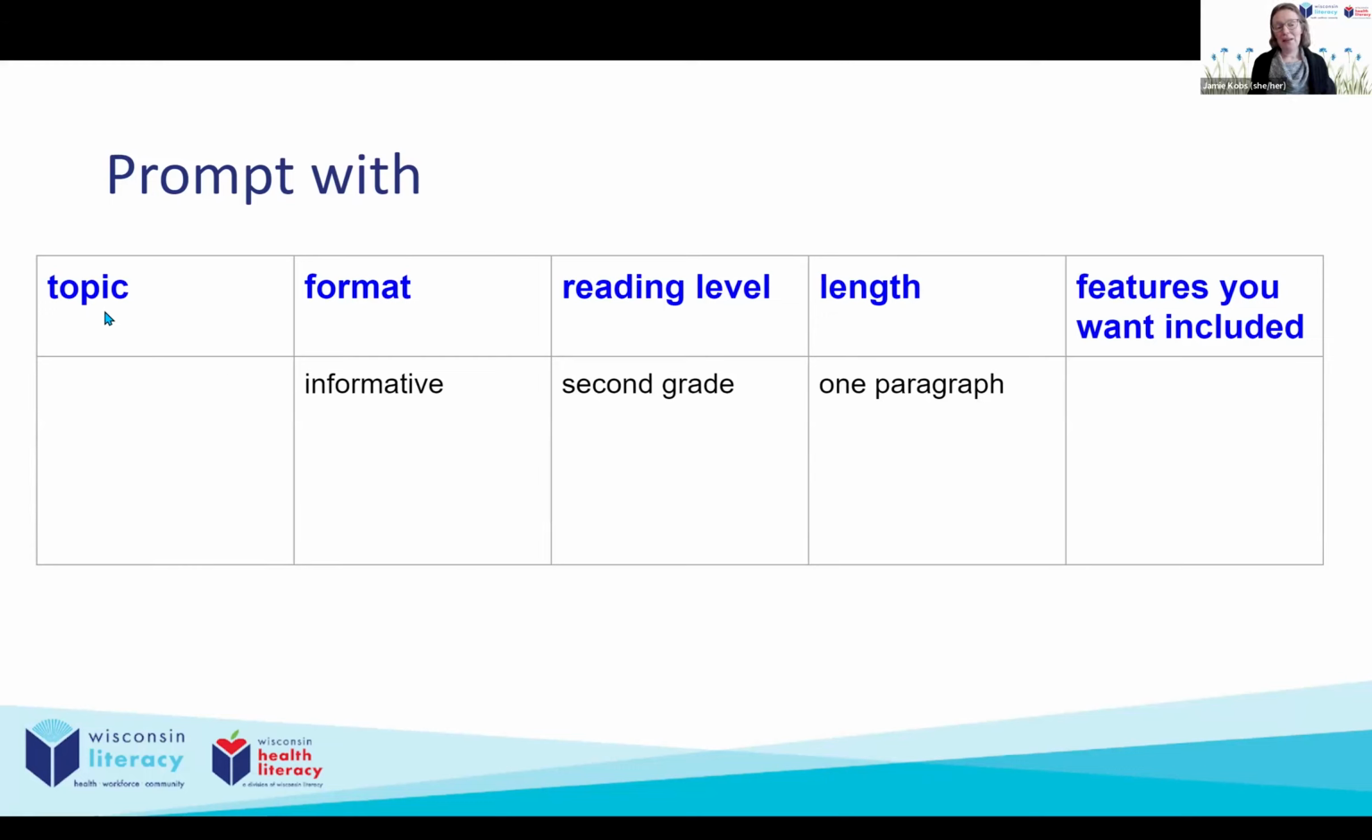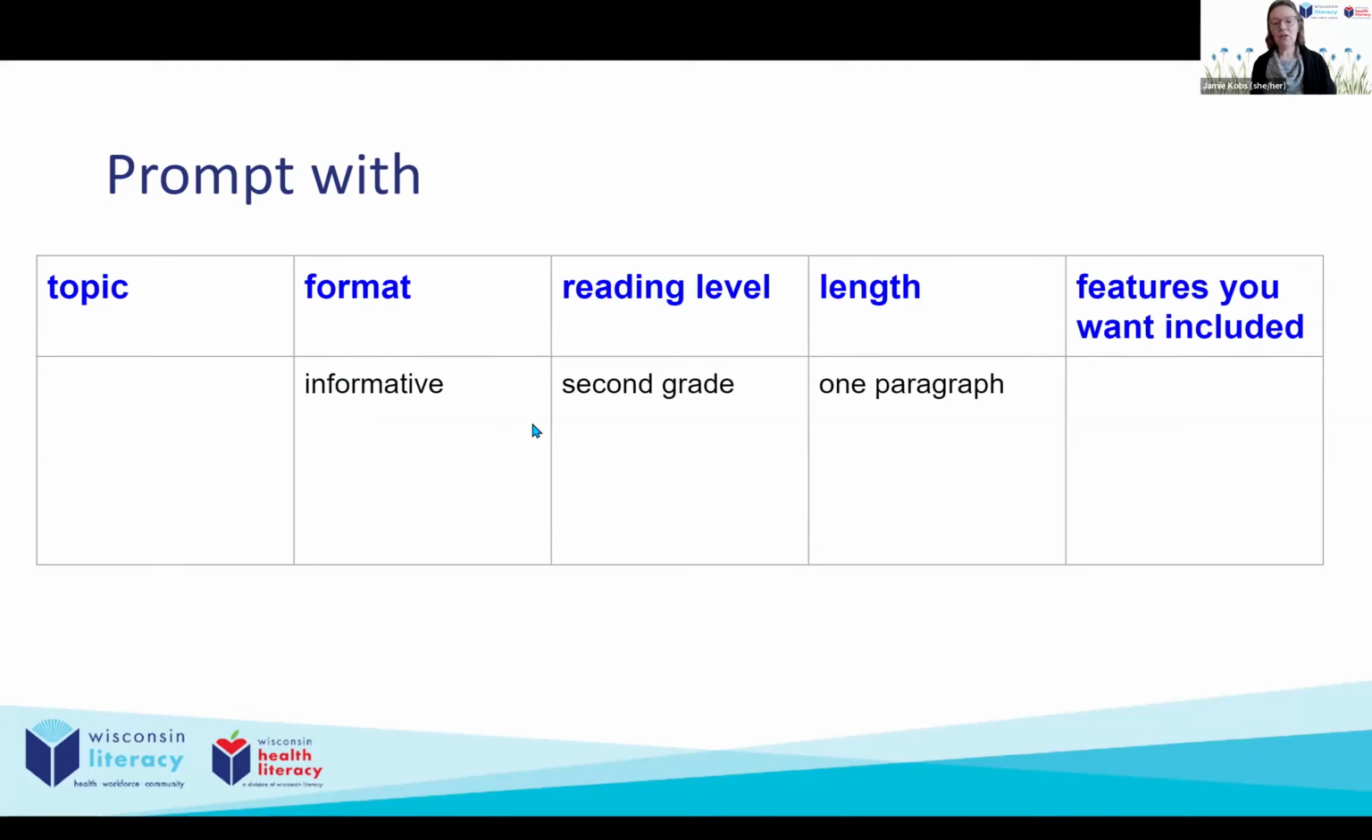You want to prompt with the format as well. Since Magic School only offers informational text, I'm going to prompt with informative. But know that if you're going to use ChatGPT, this could be a little bit more open-ended. You could ask it for a narrative text, like a story. You could ask it for persuasive or argumentative text. You saw a couple slides ago that we asked it for a song, a rhythm and blues song. So just know that format is something you want to be specific about.